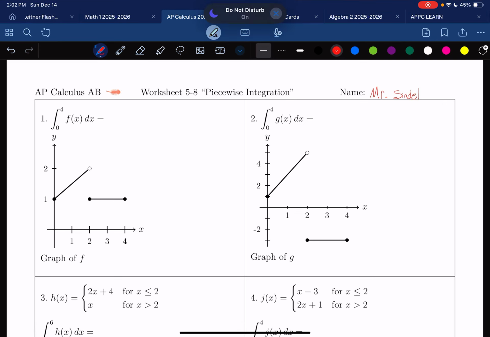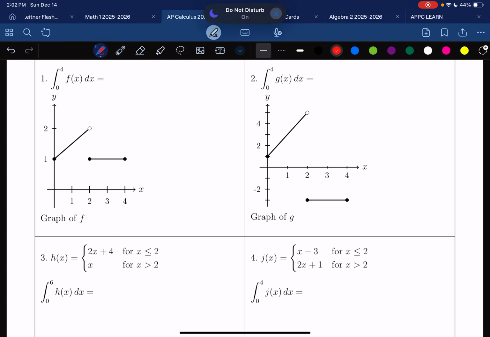This is AP Calculus AB. We're on worksheet 5-8 for piecewise integration. Integral 1, we're trying to find the integral between 0 and 4. So 0 is going to be this spot right here. 4 is going to be this spot right here.